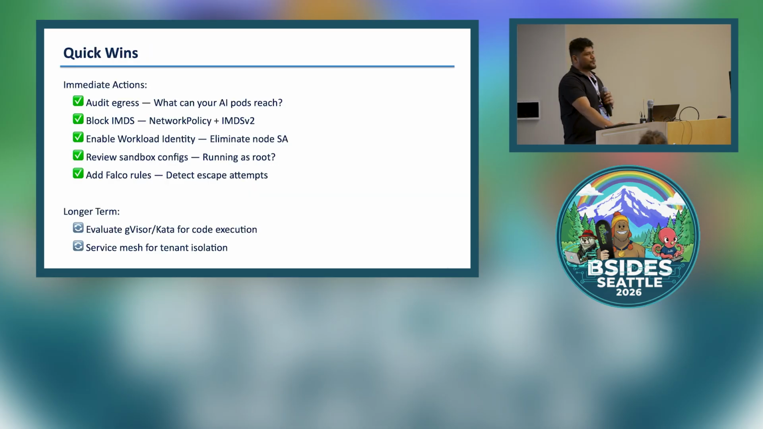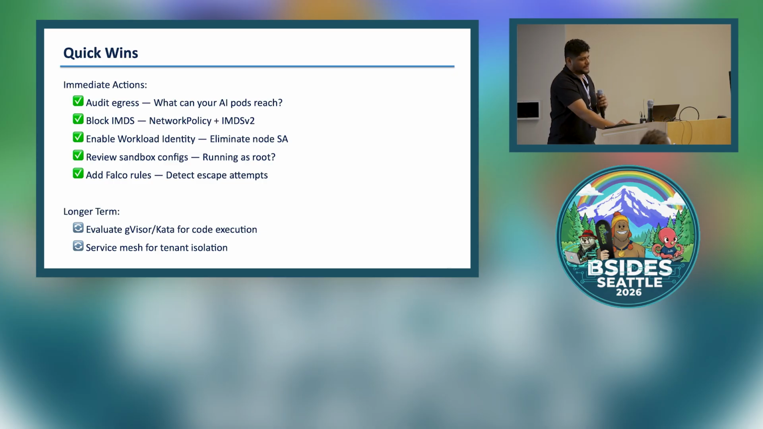Okay, so what do we do Monday morning? Immediately, audit your egress: what your AI pods can actually reach. Block IMDS with network policy and IMDSv2. Enable workload identity, and check if your sandboxes are running as root. Add Falco rules, that's the cherry on top.